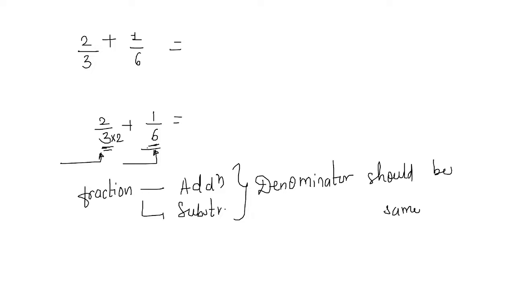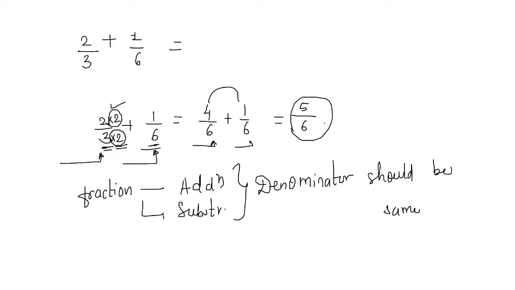Okay. But what is the rule? If you are multiplying the denominator, then you have to multiply the numerator also with the same number. So in the denominator I have multiplied by 2, in the numerator also I'll multiply by 2. So what will I get here? 4 upon 6 plus 1 upon 6. Now the denominators are the same, correct, Chandan? So I can directly do the addition. So 4 plus 1 will give me 5, the denominator will be the same. 5 by 6 should be the answer. Similarly, the rule goes for subtraction as well.